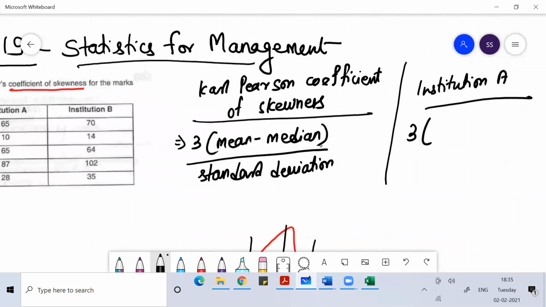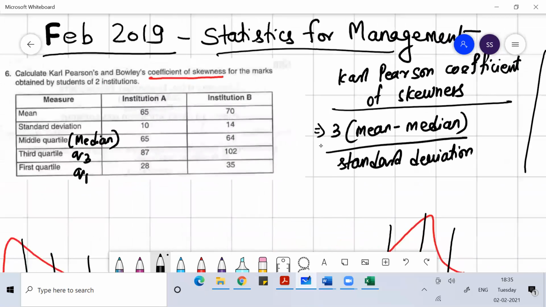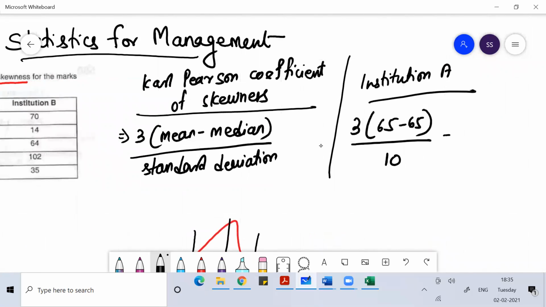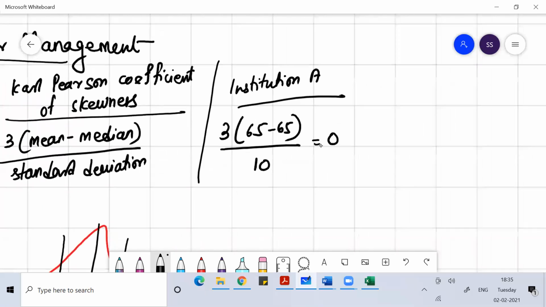Median is also 65. So 65 minus 65 divided by standard deviation. It doesn't matter whatever the standard deviation is, your answer is 0 only. Standard deviation is 10, so the answer will be 0 only, because 65 minus 65 is 0. 0 multiplied by any number is 0, and 0 divided by any number is 0.